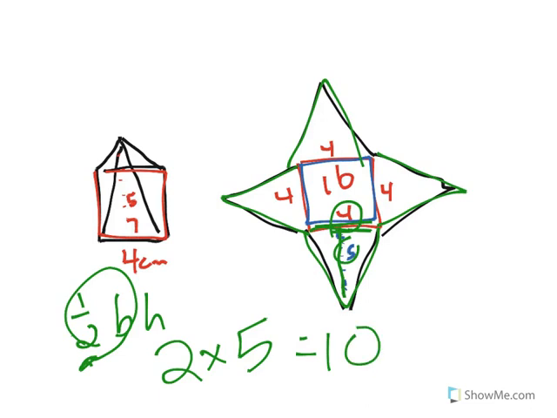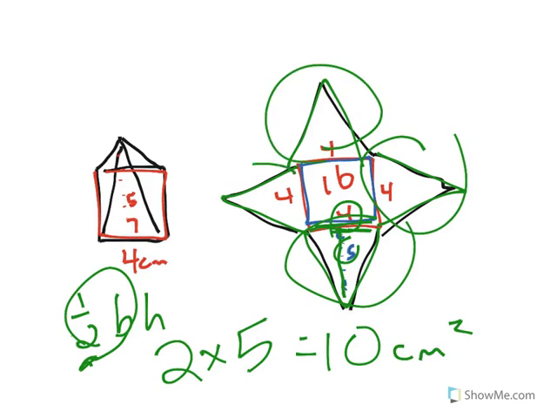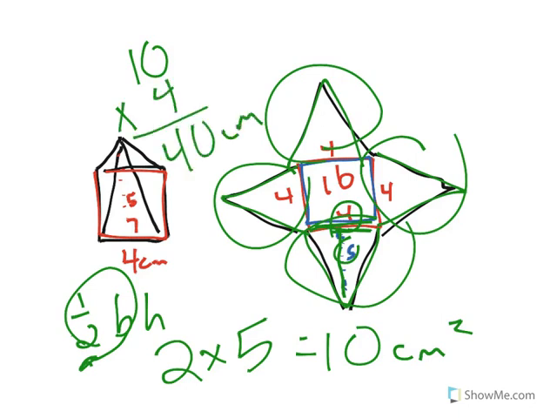And I said there are 4 of them. So all I have to do is multiply it by 4. So 10 times 4. Oop, that looks like a 16. 10 times 4 is 40 centimeters squared, and then I add it to my base, which is 16, and my final answer is 56 centimeters squared.